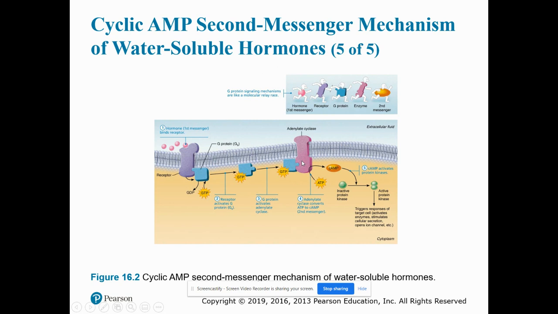And then adenylate cyclase is going to convert ATP to cyclic AMP, which is a second messenger. Cyclic AMP is then going to activate protein kinases. This would be an inactive protein kinase, and then it's going to activate that protein kinase. And then that is going to trigger a response of the target cell. It may be to activate enzymes, stimulate cellular secretion, open an ion channel, etc.